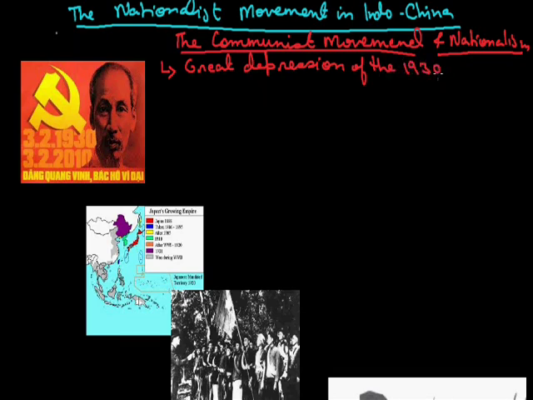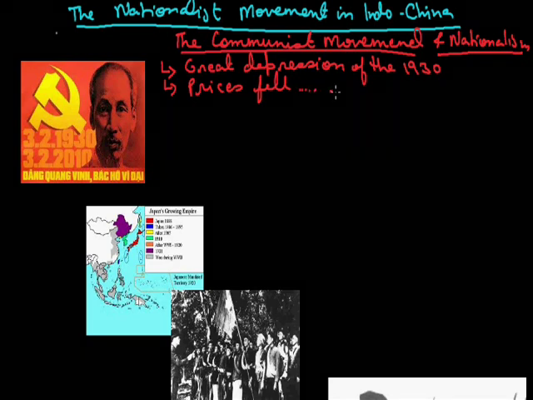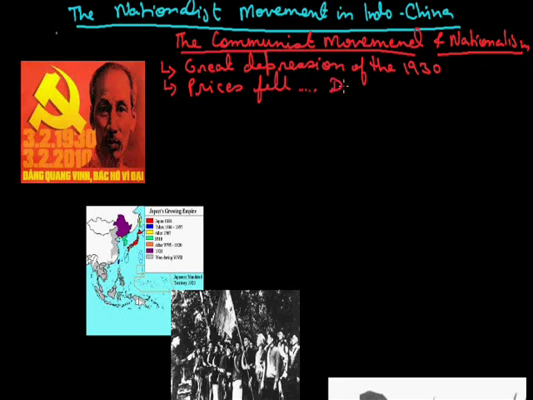After the First World War, the world faced the Great Depression. It had a profound impact on Vietnam also, as the prices of rubber and rice, the main commodities of the economy of Vietnam, fell, and obviously it led to rising rural debts, unemployment, and rural uprising.